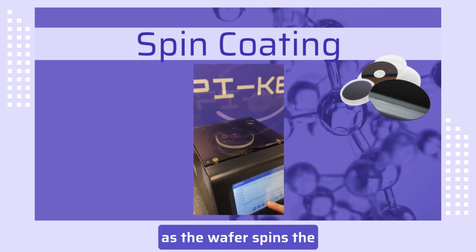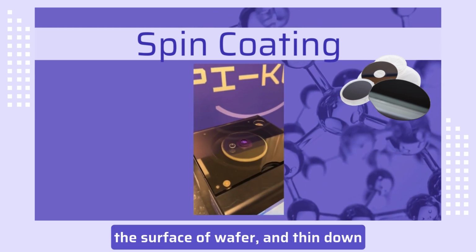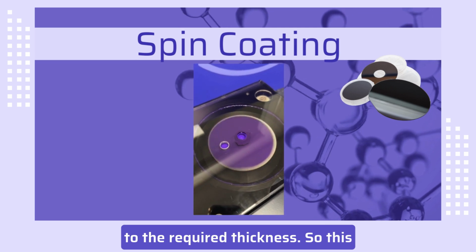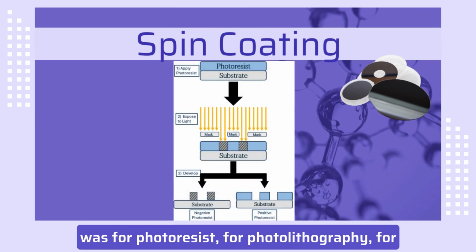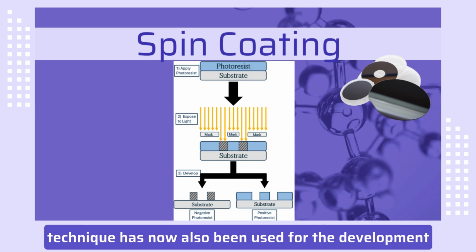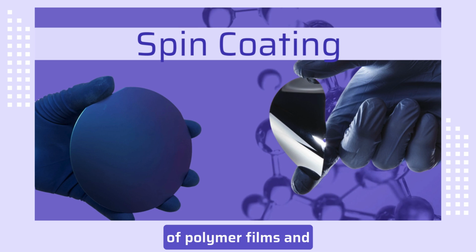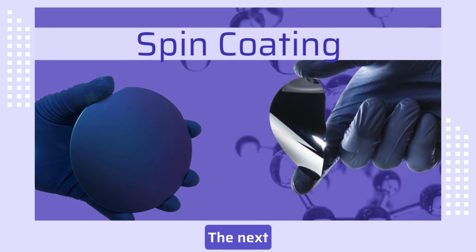And as the wafer spins, the coating will spread out evenly across the surface of the wafer and thin down to the required thickness. So this was for photoresist, for photolithography, for the development of semiconductors, but that technique has now also been used for the development of polymer films and also for developing sensors.